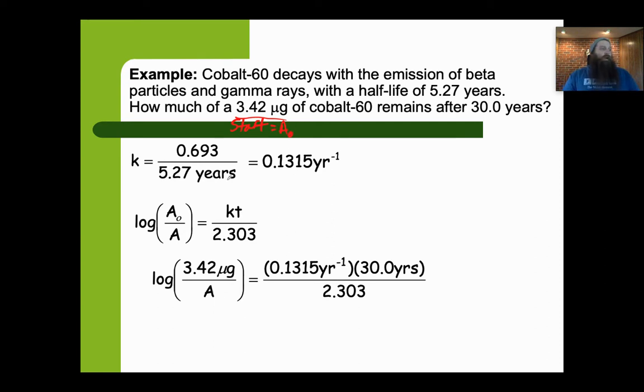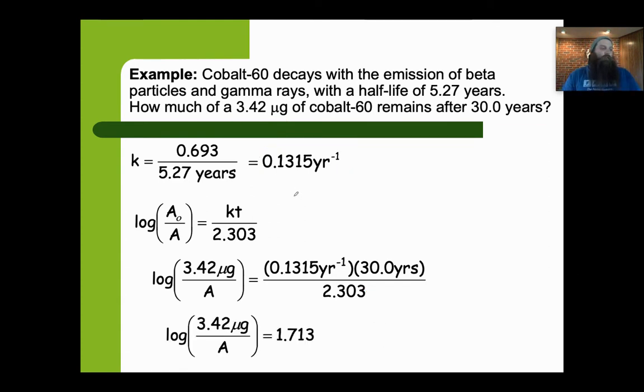I don't know A because it's how much remains. So how much remains? T is 30 years. There's T right there, my 30 years. And I know K, right, because I just found it. And this is a part of the equation. So I've plugged everything in. So now I just need to solve for A.